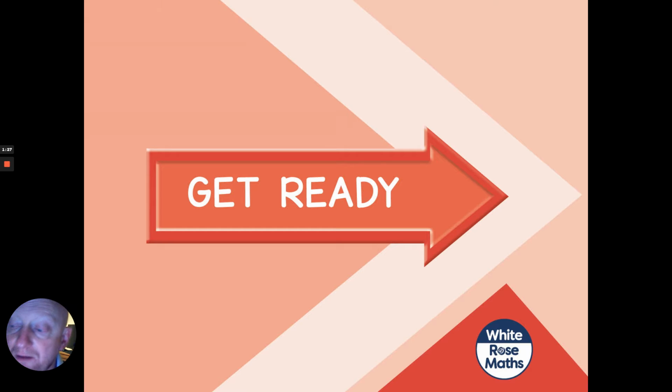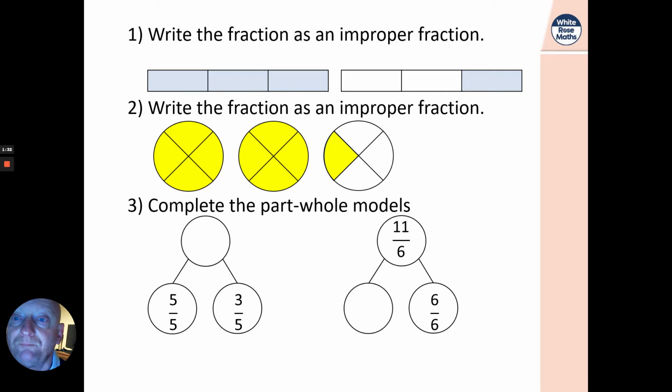Get ready. Okay, so make sure you've got a piece of paper and a pencil, get ready for our quick, only three this time. 3 problems to solve. So write the fraction as an improper fraction, the top one. Number 2, you need to write the fraction again as an improper fraction. And then number 3, complete the part-whole models. I'm going to give you a little bit of time. In fact, if you want to, you can pause this and have a go. And then I can go on and have a go through them.